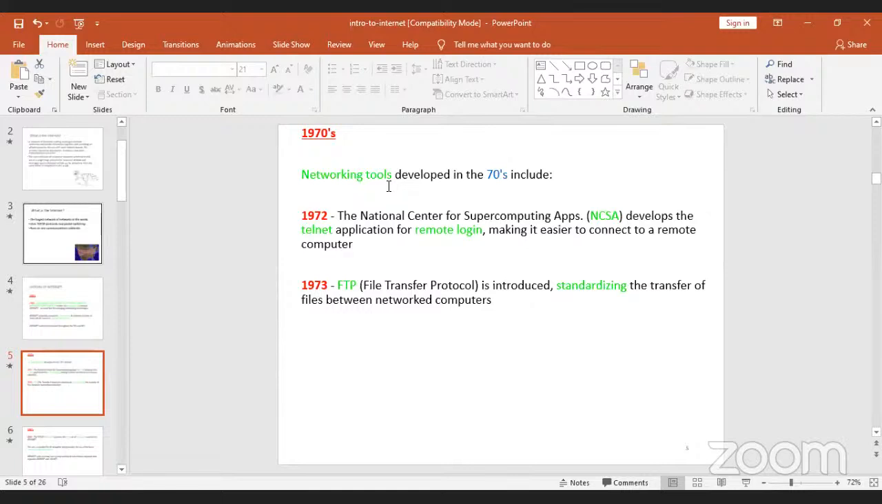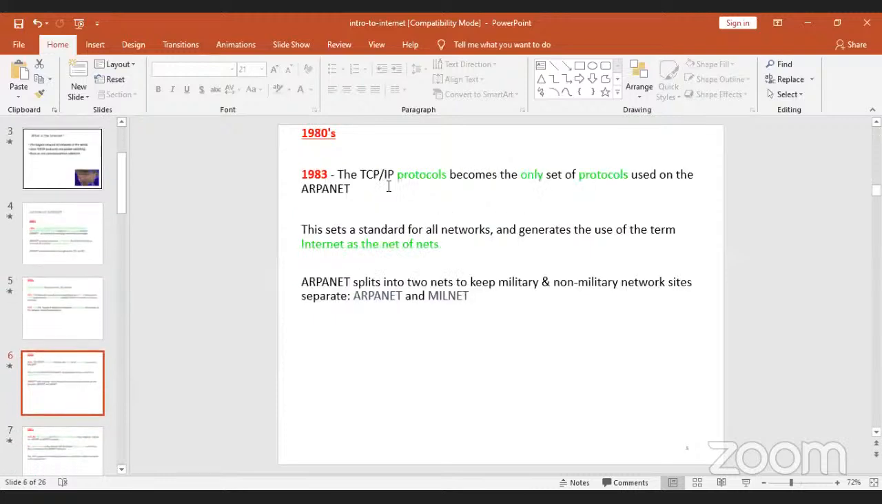That means that if a computer system is not following that particular protocol, it's not going to be able to transfer files to other systems. So I'm going to talk more on that later. In the 1980s, 1983 precisely, TCP/IP protocols became the only set of protocols used on ARPANET. This set a standard for all networks and led to the use of the term internet as a network of networks.